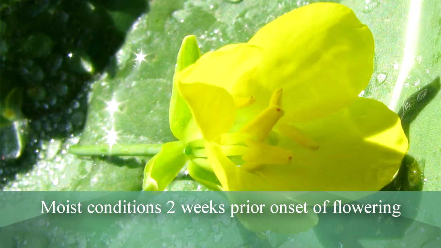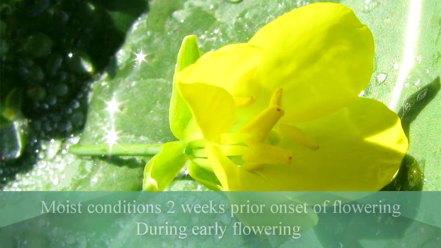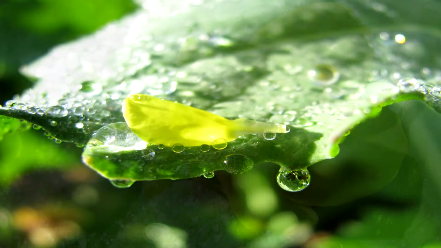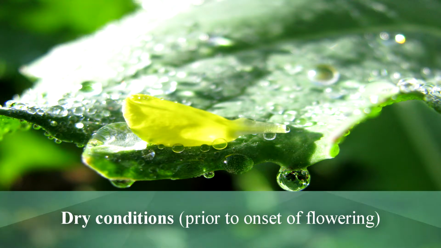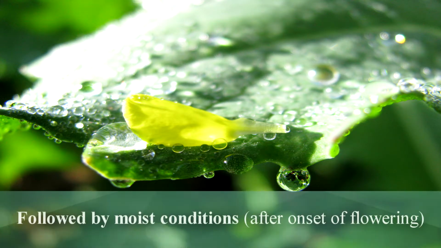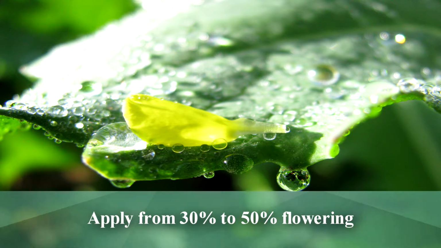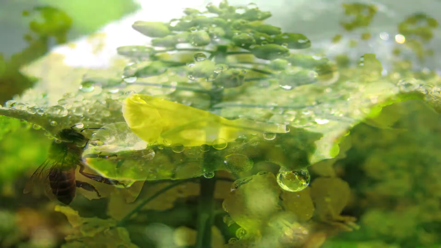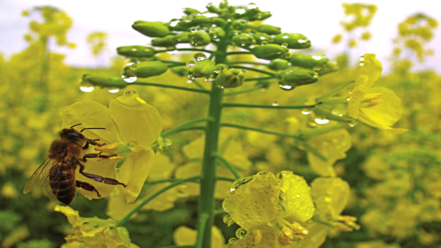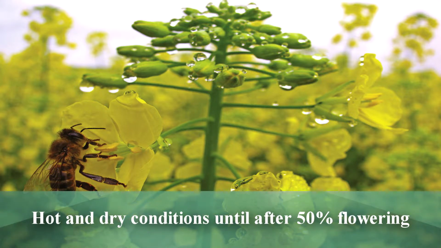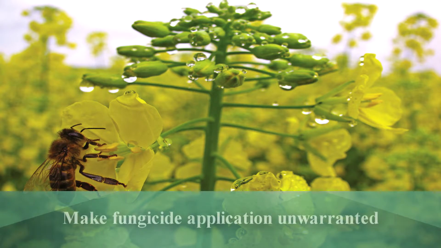Continuous moist conditions 2 weeks prior to the onset of flowering and during early flowering would require a fungicide application at between 20 and 30% bloom. Dry conditions prior to the onset of flowering, followed by moist conditions after onset of flowering, would be better served by an application from 30 to 50% flowering. Conditions remaining unfavorable for disease development, in other words hot and dry, until after 50% flowering, may make a fungicide application unwarranted.